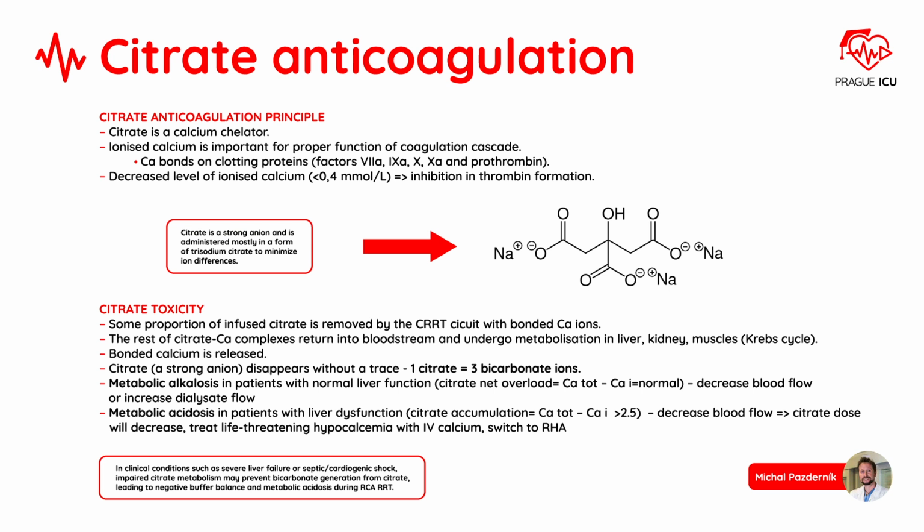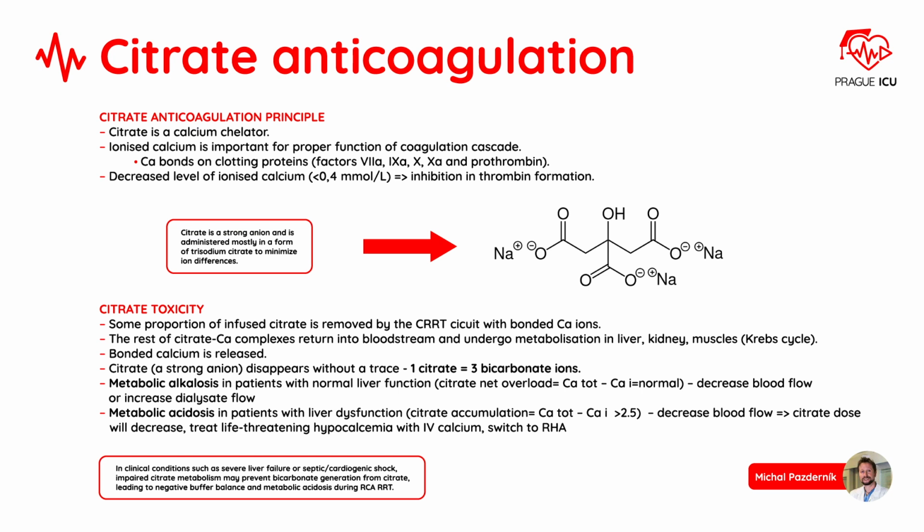We need to be aware of citrate toxicity, as some proportion of infused citrate is removed by the CRRT circuit with bonded calcium ions. The rest of the citrate calcium complexes return into the bloodstream and undergo metabolization in the liver, kidney, and muscles. Bonded calcium is released. Citrate is then transformed to 3 bicarbonate ions. In patients with normal liver function, we can subsequently observe metabolic alkalosis.